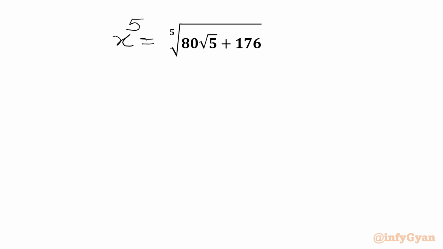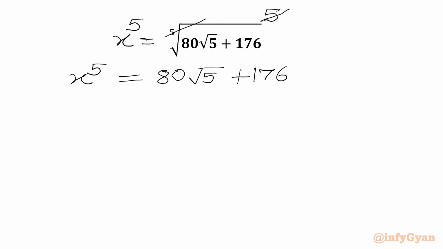Now raise power 5 both sides. Fifth root and power 5 will be over. We will write x power 5 will be equal to 80 square root 5 plus 176. Now I can write here x power 5 is positive. So for real x must be greater than 0.